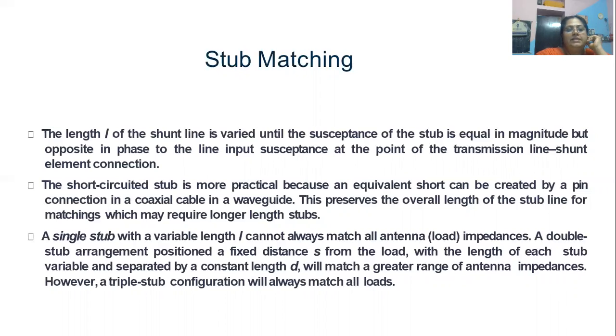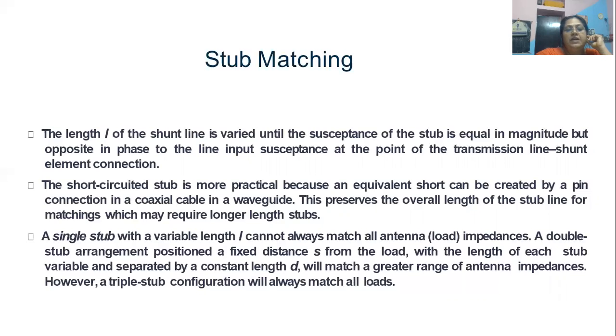Now the short circuit stub is more practical because an equivalent short can be created by a pin connection in a coaxial cable or in a waveguide. This preserves the overall length of the stub line for matching, which may require longer length stubs. A single stub with a variable length cannot always match the antenna's load impedances. So a double stub matching arrangement, positioned a fixed distance from the load with the length of each stub variable and separated by a constant length L, will match a greater range of antenna impedances.